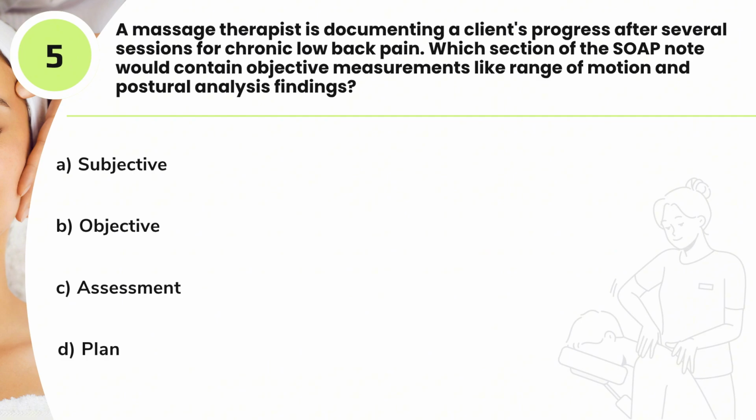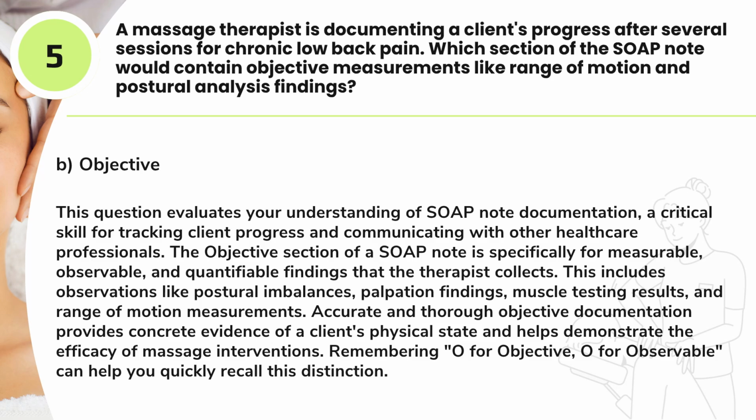Question 5. A massage therapist is documenting a client's progress after several sessions for chronic low back pain. Which section of the SOAP note would contain objective measurements like range of motion and postural analysis findings? A. Subjective. B. Objective. C. Assessment. D. Plan. Answer: B. Objective. This question evaluates your understanding of SOAP note documentation, a critical skill for tracking client progress and communicating with other healthcare professionals.